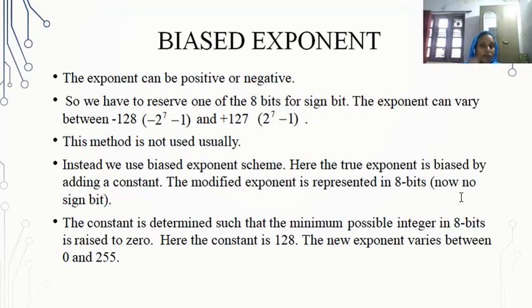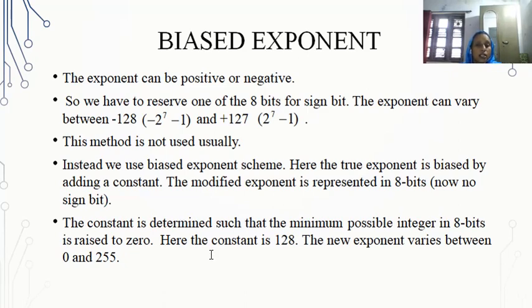So what do we have to do? We have to add a number such that the minimum exponent becomes 0. In our example, you can see that the minimum exponent is minus 128. So in order to make it 0, you have to add plus 128. So our biased exponent is always the true exponent plus 128.